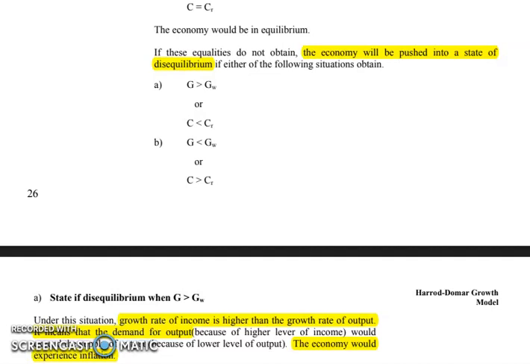In this video, we discuss the disequilibrium conditions of the economy in the Harrod model. The economy will be pushed into a state of disequilibrium when the equalities are not obtained. The conditions are G greater than GW or C less than CR. The second possibility is G less than GW or C greater than CR. These are the two disequilibrium conditions.